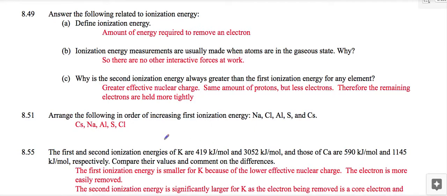It increases going this direction and that direction. So the element with the highest ionization energy is going to be helium. The lowest is going to be cesium or francium, if we ever look at francium. So there we go, highest to lowest. So we just organize them in order according to that.